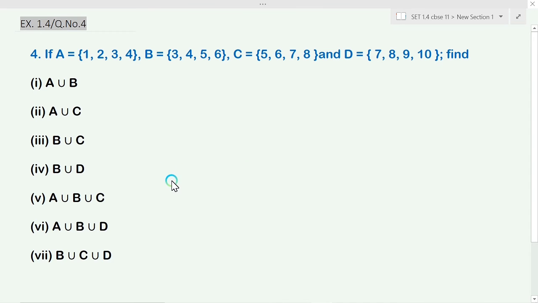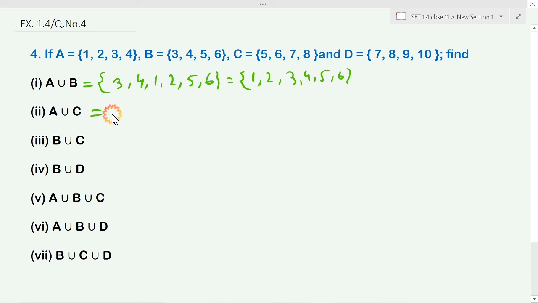Now question number 4, there are some sets A, B, C and D, find A union B. So A union B equals to, the common numbers between A and B are 3 and 4, so the remaining ones are 1, 2, 5 and 6. You can write in order, okay. So just write 1 2 3 4 5 6. So this is your answer.